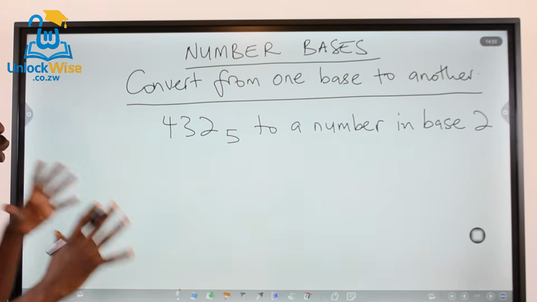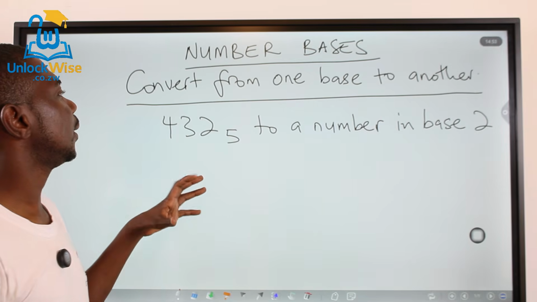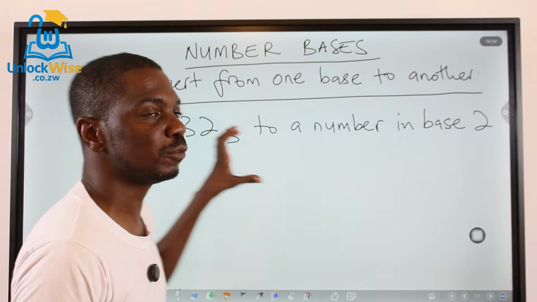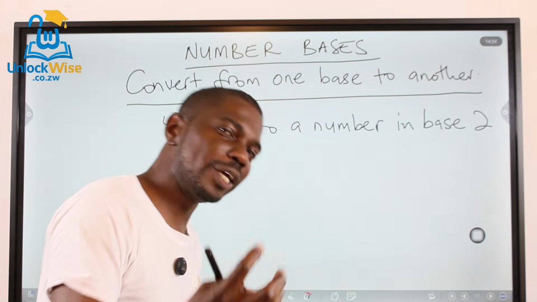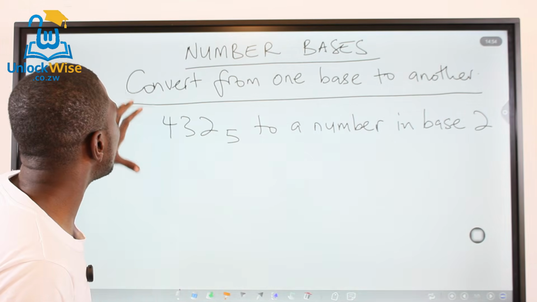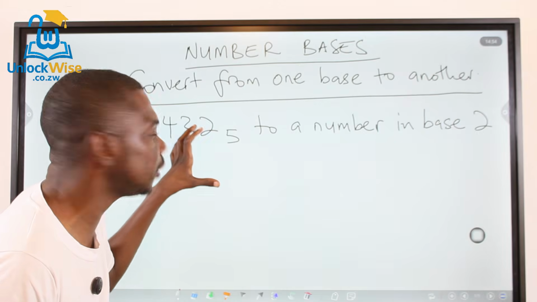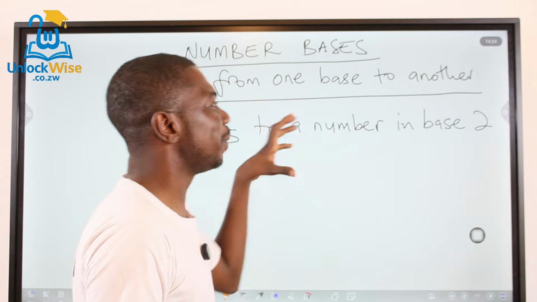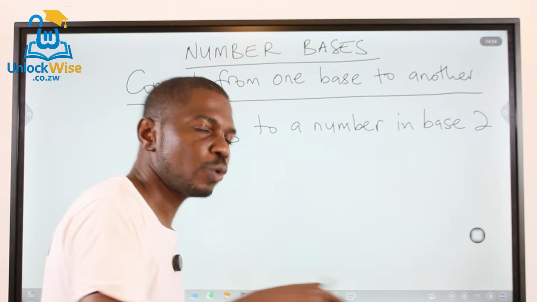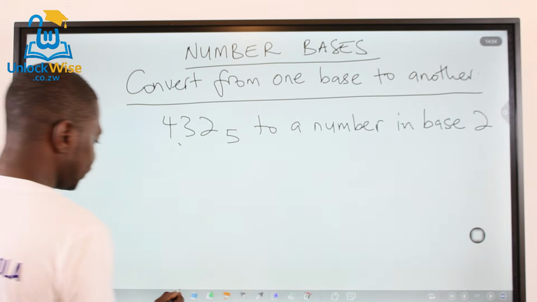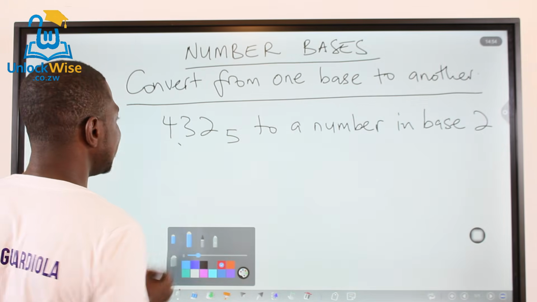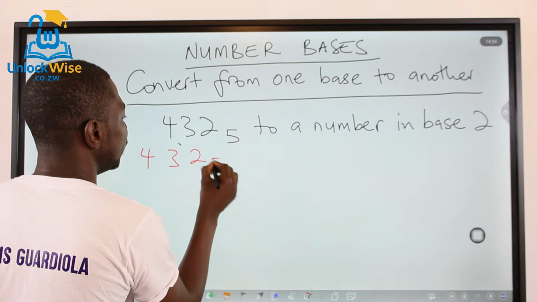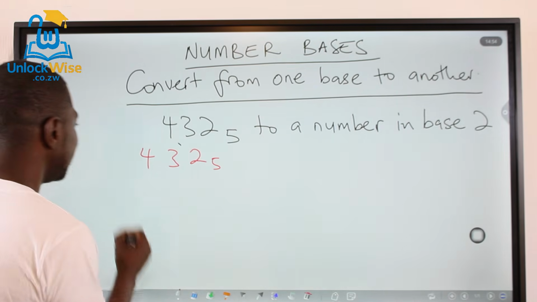So there is no direct way of converting a number from base 5 to base 2. So what you are going to do is convert this number in base 5 to a number in base 10, and then convert from base 10 to base 2. Right? So for convenience sake, I will use repeated multiplication, but you are free to use any method you want.